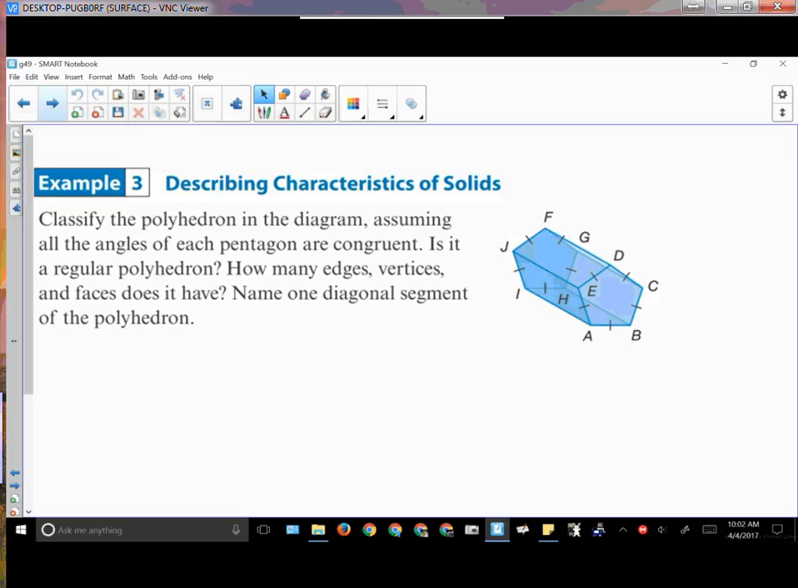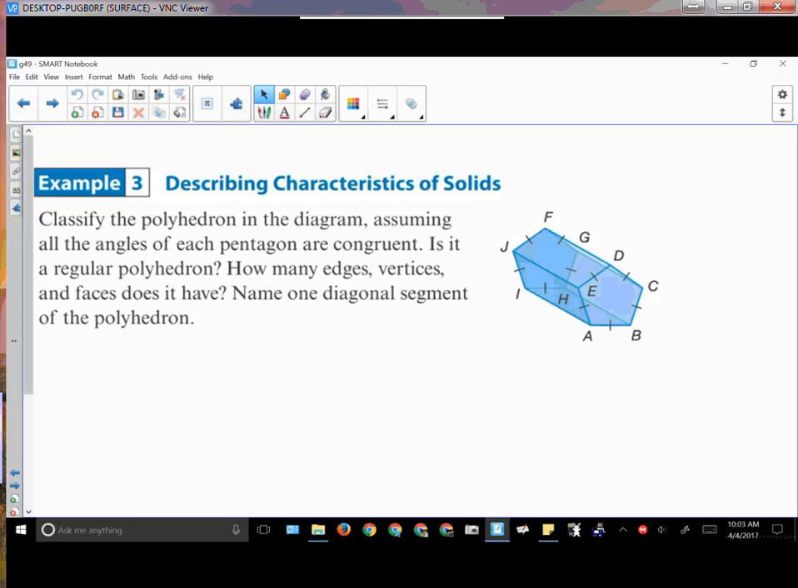So, if I want to describe the characteristics of a solid, let's see, assuming that all angles of each pentagon are congruent, is this a regular polyhedron? Well, no. This would want to identify that all of these edges are the same.